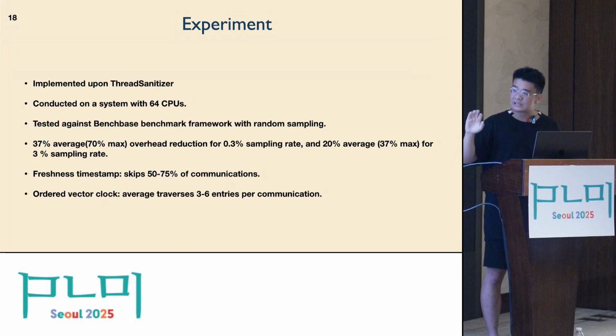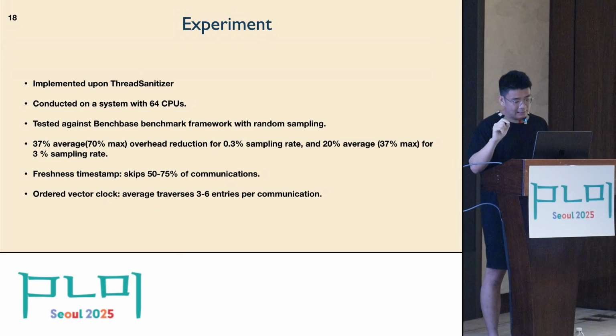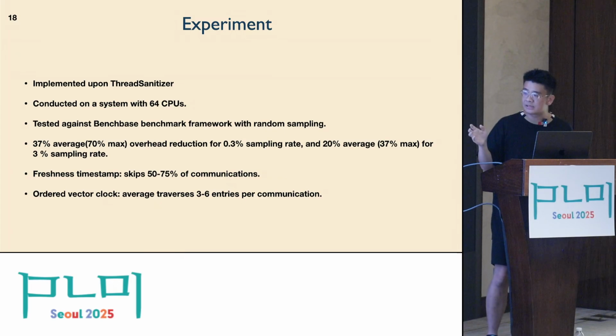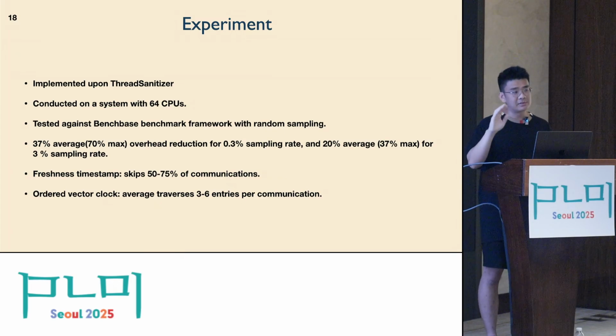And we also did some profiling during the experiment. We show that with the second observation, namely this freshness timestamp, we can effectively skip 50% to 70% of the communications. And now equipped with the last observation, this ordered vector clock data structure, on average we traverse 3 to 6 entries per communication, while the number of threads remains 64.